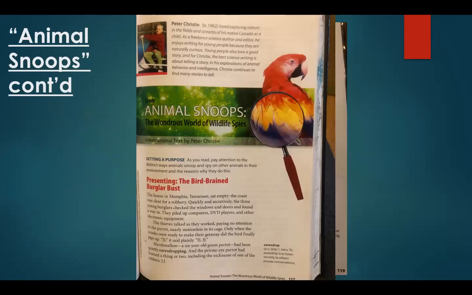Animal snoops. Presenting the Bird Brain Burglar Bust. The house in Memphis, Tennessee sat empty. The coast was clear for a robbery. Quickly and secretively, the three young burglars checked the windows and doors and found a way in. They piled up computers, DVD players, and other electronic equipment. The thieves talked as they worked, paying no attention to the parrot, nearly motionless in its cage. Only when the crooks were ready to make their getaway did the bird finally pipe up. JJ, it said plainly. JJ?